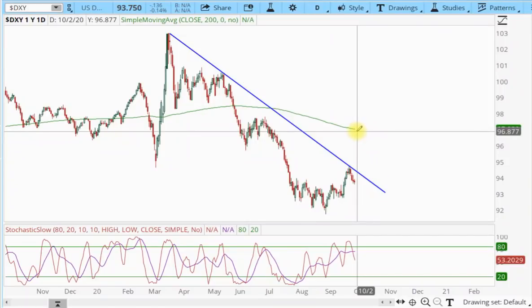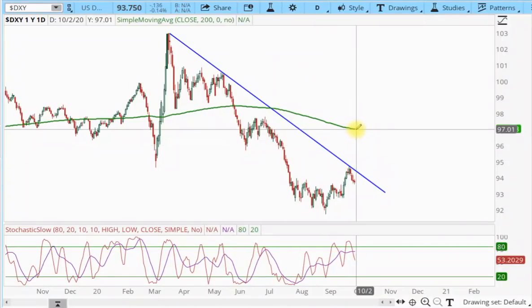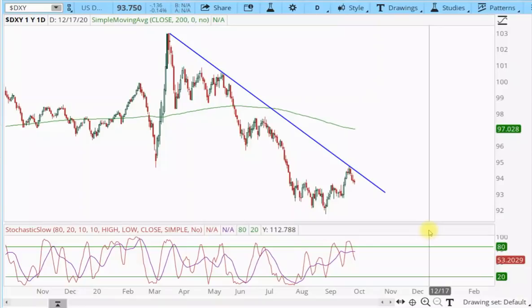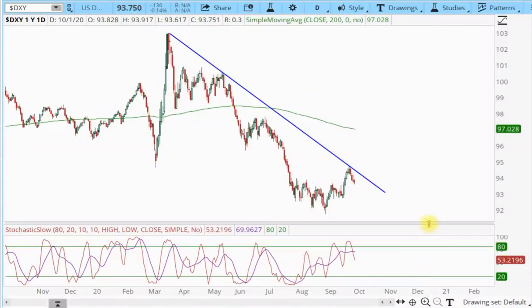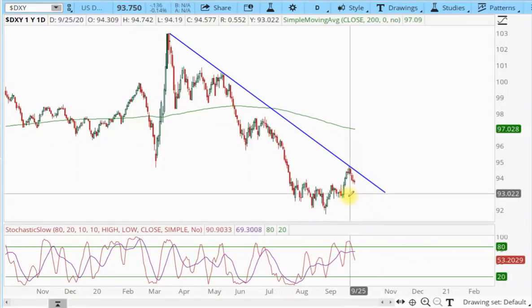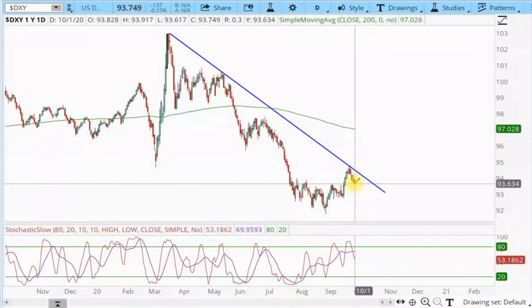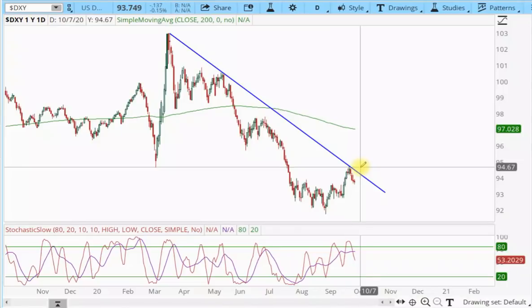But I think this is a secular bear market, so I would assume that price would not be able to hold that 200-day moving average, and maybe we get kind of a final kiss goodbye, and then start the next leg down in the bear market in the dollar. But right now, I think we're recharging here, and we're going to take another run at this intermediate trend line.